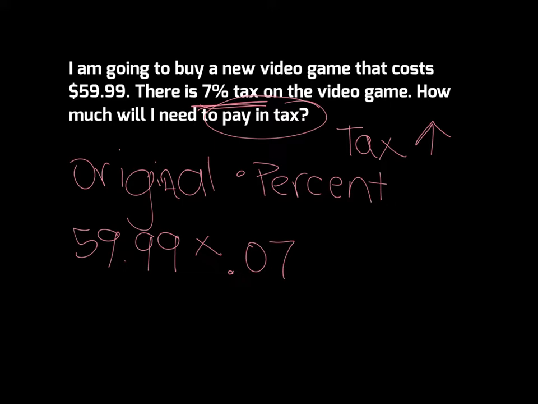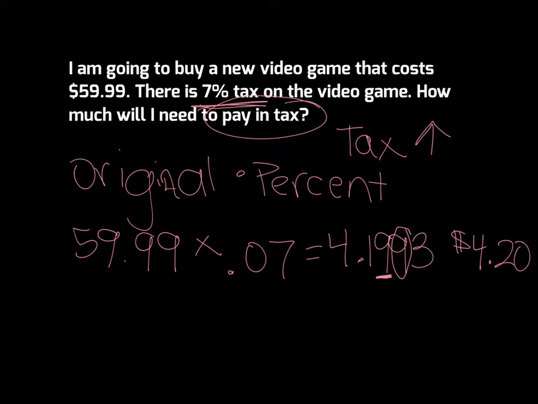I moved the decimal over 2 times to the left, or I divide it by 100. And when I get that on my calculator, I ended up with 4.1993. Whenever you're dealing with money, we always want to round it to 2 decimal places. So if I'm going to round it to 2 decimal places, I'm going to round to that second spot. If you remember your rounding rules, this 9 is going to make the other 9 go up. So the amount of tax is going to be $4.20. And so that's actually my final answer.